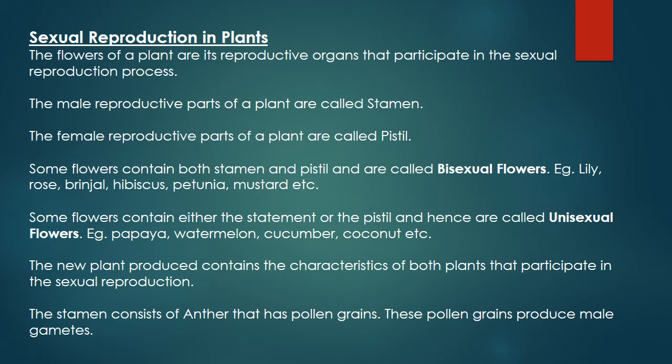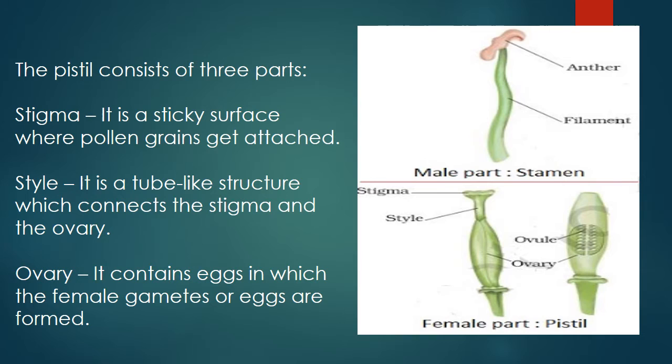These pollen grains are the male gametes. As we studied, the pistil contains three parts: stigma, style, ovary. The sticky surface where pollen grains land is called the stigma. The style is a tube-like structure which connects the stigma and the ovary. The ovary contains eggs in which the gametes or eggs are formed. That is nothing but the ovules, bead-like structures present inside the ovary.